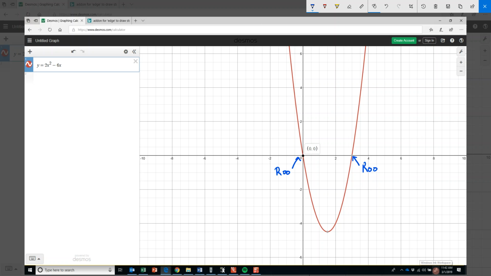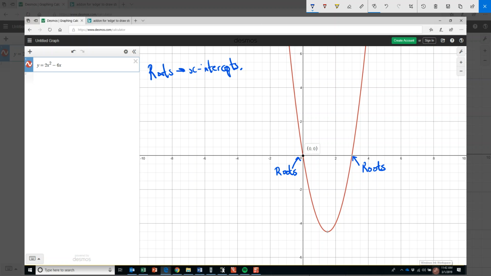You've not heard of this word? These are roots, okay? Roots are where the graph goes through the x-axis. Is that the same thing as the x-intercept? Yes, basically your x-intercepts. So we've got (3, 0) and (0, 0). It's where your graph goes through the x-axis.